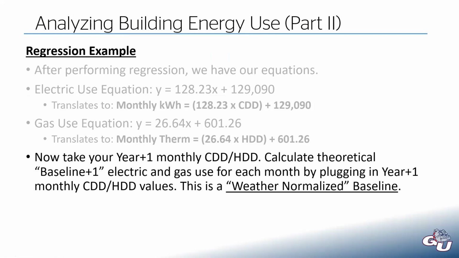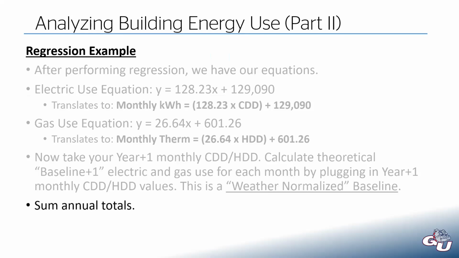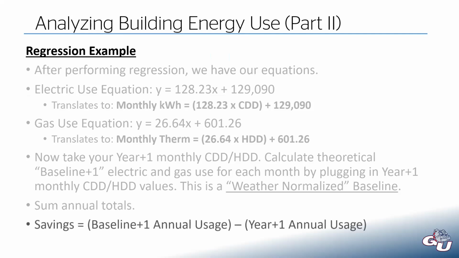And now we take our new weather data from the year after, and we plug that into those equations. And now we have what we call a weather normalized baseline. So we've essentially taken our baseline building and transported it into the future to create this theoretical model. You sum the totals, and then your savings will be your weather normalized baseline minus your actual use in that year +1. And again, that part is theoretical, that part is actual.